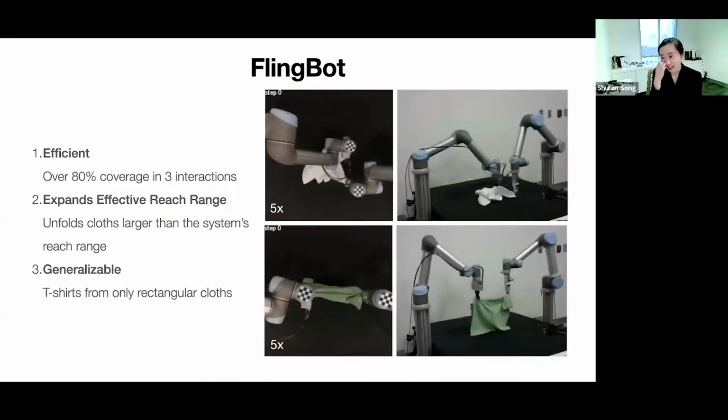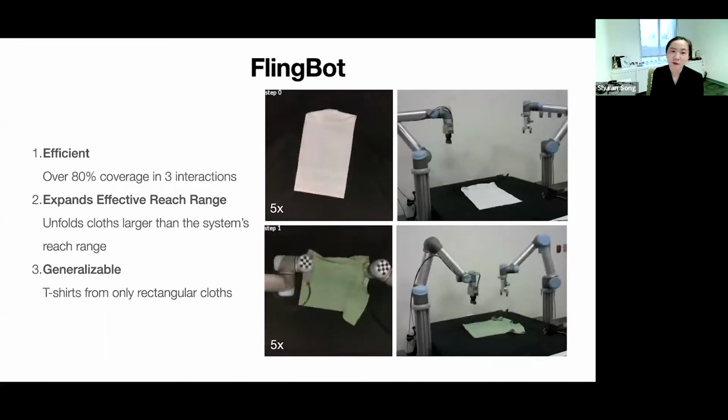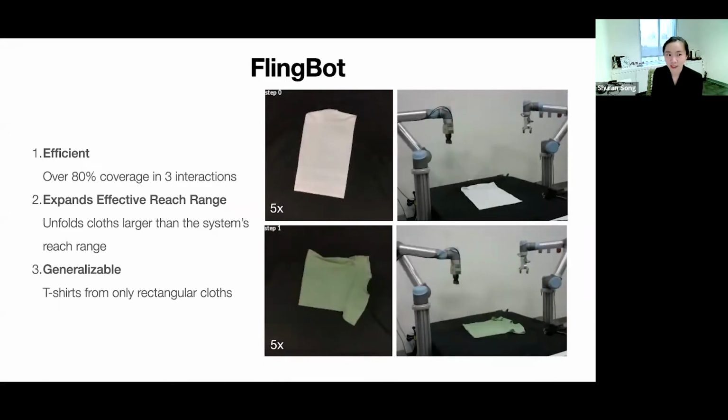Using this idea of introducing high-velocity actions, Flingbot is able to achieve over 80% coverage for most of the garments or cloths that we test on with 3 interaction steps. This system also works on cloths that are larger than the robot's physical reach range, and is able to generalize to different shapes of garments that it is not trained on. The system was only trained on rectangular cloths, but later we tested with different shapes of cloths.